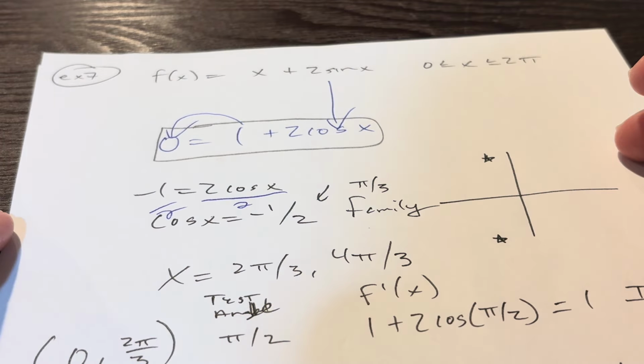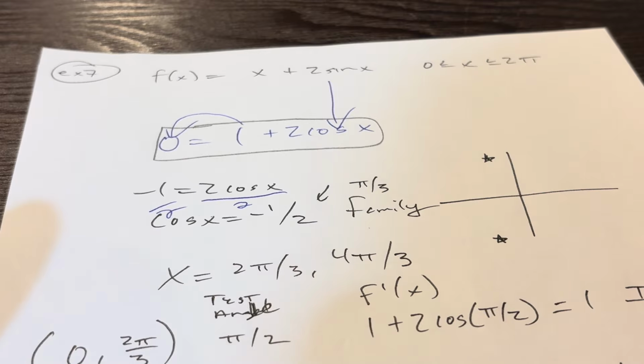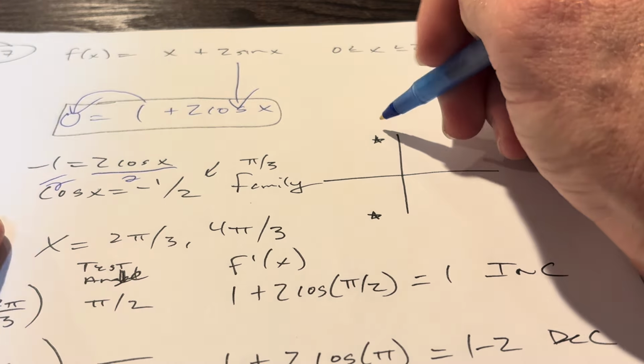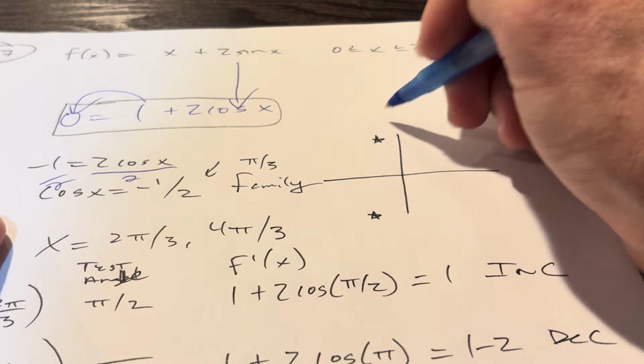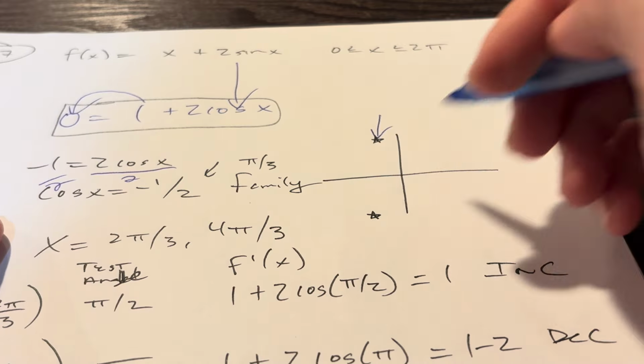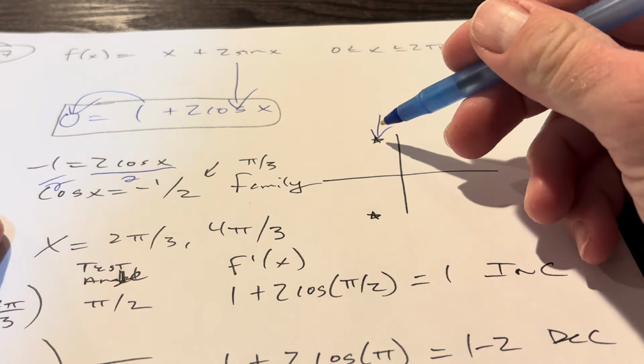We're going to divide by 2. Cosine x is equal to negative 1/2. That's it. Where on the unit circle is cosine negative 1/2? If you take the inverse cosine of 1/2, you're going to get 60 degrees, that's pi over 3. And it's negative here and here.